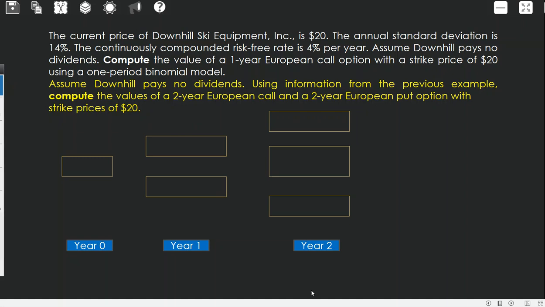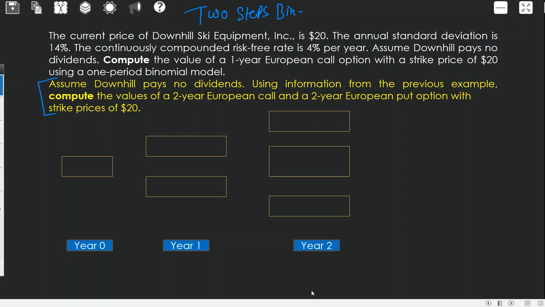Now we will see how to value the put option using the two-step binomial. This is the question of two-step binomial. We are using exactly the same question as the previous one which we used in the one-step binomial, but we are extending this question for the two-step binomial.